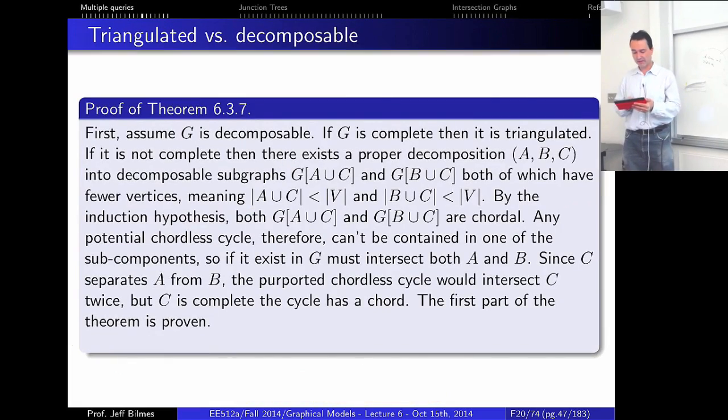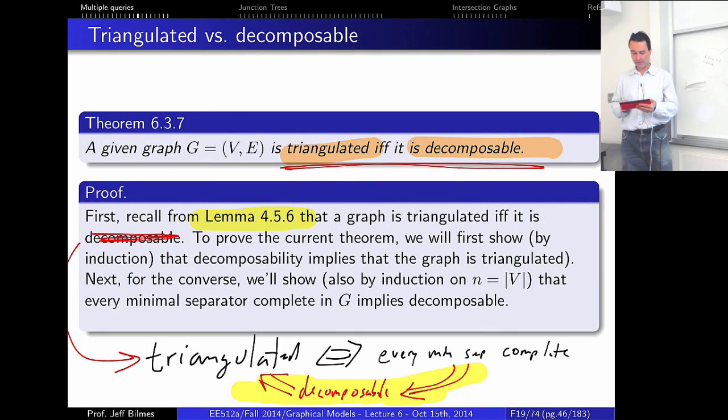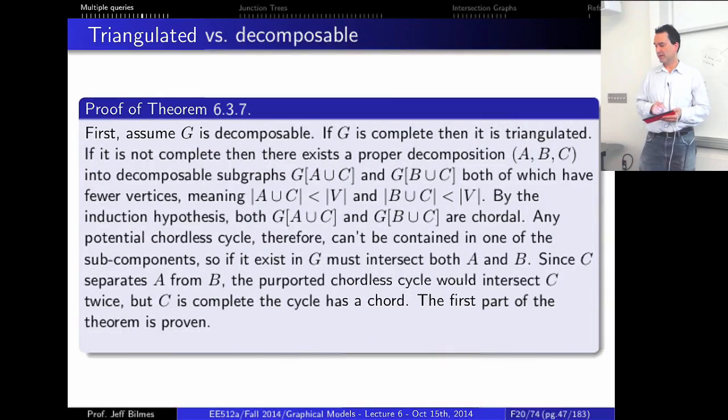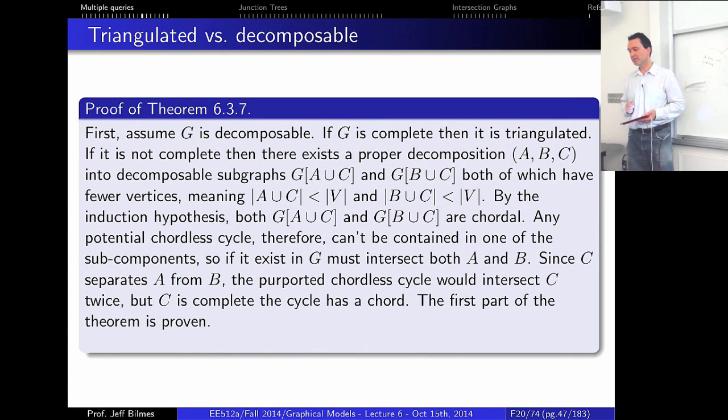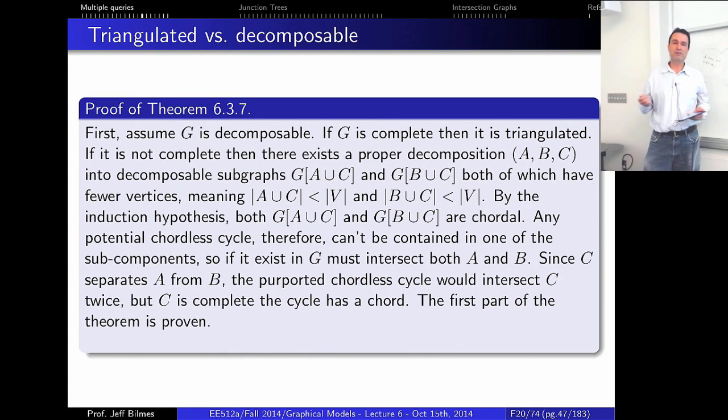Okay, so to start off with, let's first of all assume that it's decomposable, and we want to prove that it's triangulated. So we've got a decomposable graph. First of all, if G is already complete, then by definition, it's already triangulated. There are no chordless cycles. But if it's not complete, then there's going to be a decomposition. In fact, because it's decomposable, there's going to be a proper decomposition, A, B, C.